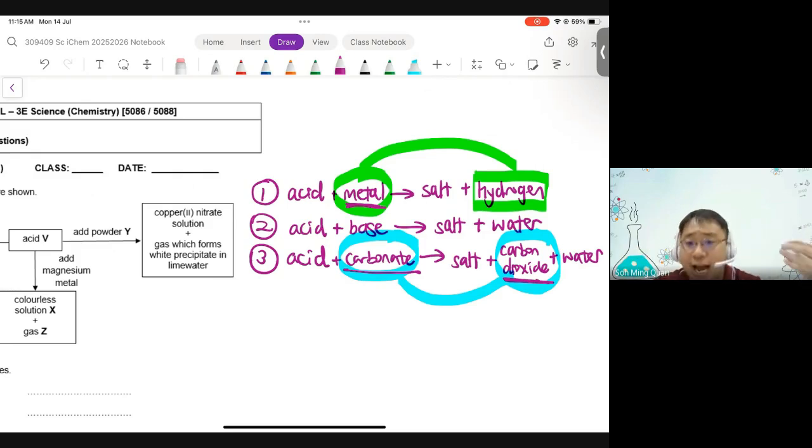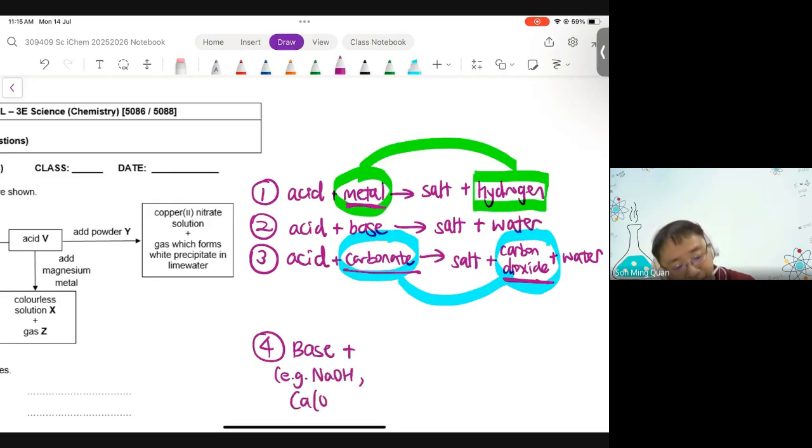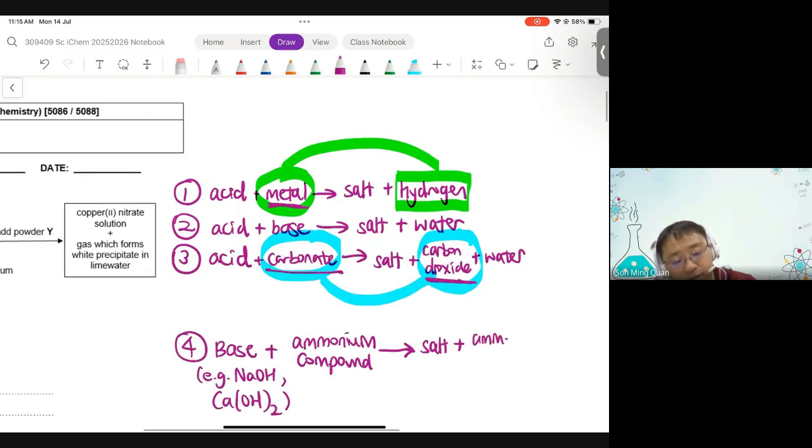Of course, these are not the only reactions you have learned. Just now I mentioned the 3+1: 3 reactions of acid plus 1 last reaction of base. In the last lessons we learned a base like sodium hydroxide, like calcium hydroxide. These metal hydroxides are bases. So base plus ammonium compound or ammonium salt will form salt, ammonia gas, and water.